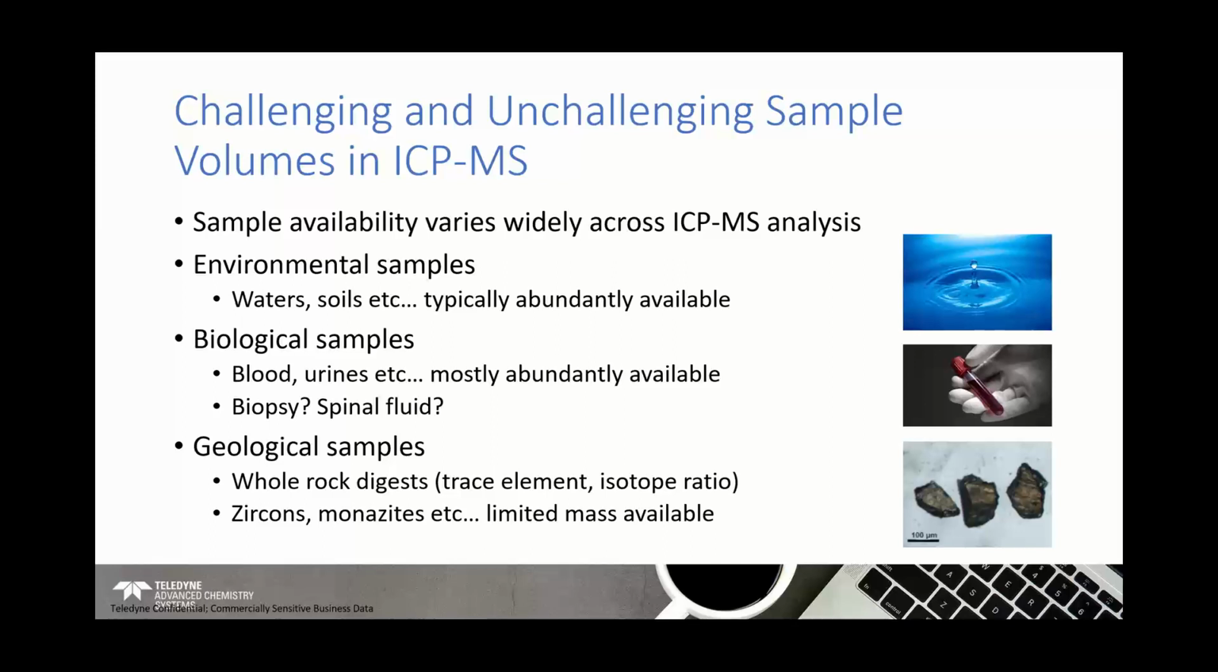However, if you were then interested in something like individual crystal grains, which is actually what I'm going to be coming to later in this presentation, something like a zircon or a monazite, on an individual crystal basis, you will have a limited mass to work with. And in that limited mass, you might have a limited amount of actual analyte of interest. So there is a huge range in terms of samples, and there are situations where you might have to think quite carefully about how you'll introduce something if that sample is limited in its availability.